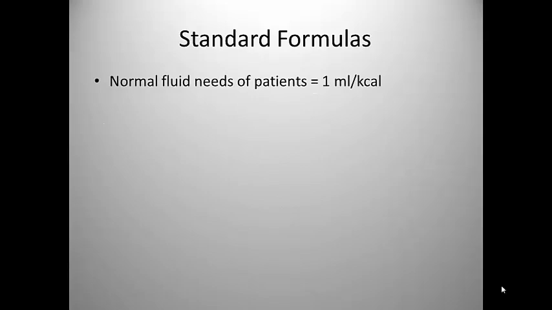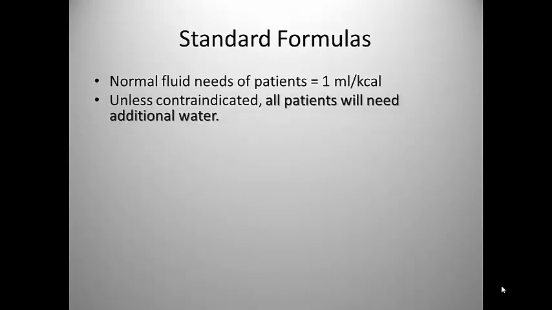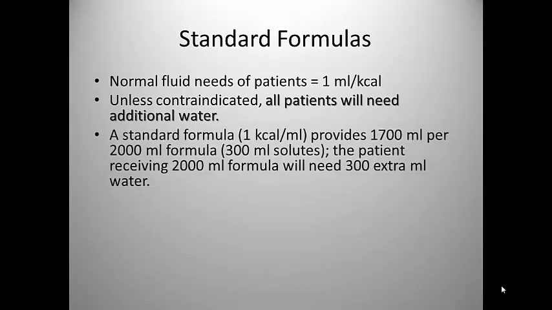A standard formula will provide the normal fluid needs of patients, 1 ml per calorie. Unless contraindicated, however, all patients will need some additional water. A standard formula provides 1,700 ml of water per 2,000 ml of formula. That's 300 ml of solutes. The patient receiving 2,000 ml of formula will need an extra 300 ml of water. This is easily given by standard tube flushing before and after meds and formula delivery and tube feeding changes.